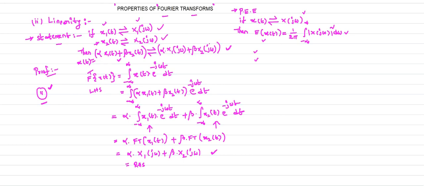One more thing is, if the properties are at your fingertips, then in the next stage we are going to solve the problems based on the Fourier transforms. So if you want to solve the problems based on the Fourier transforms, you should remember all the properties. Once we have done the proofs, it is very easy to remember the properties. So the next property we are going to discuss, the third property, is the conjugation property.